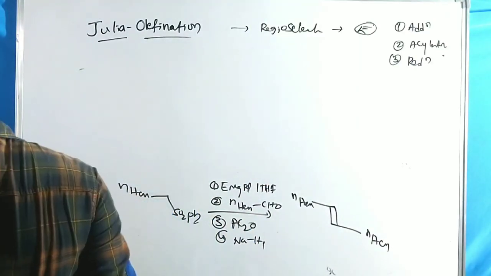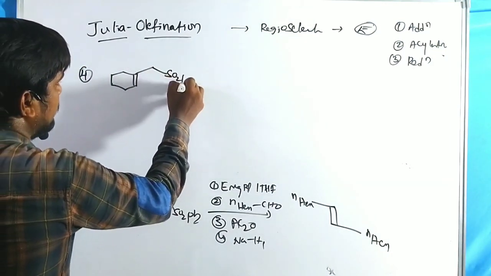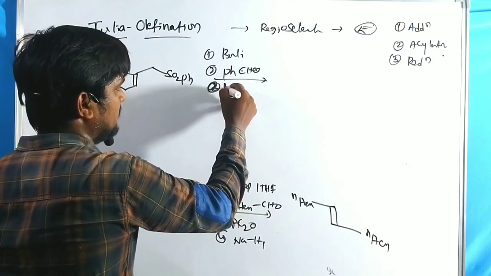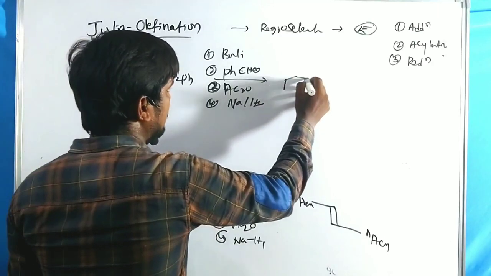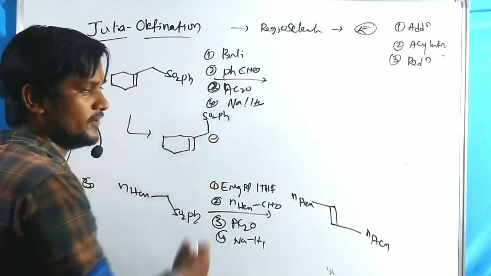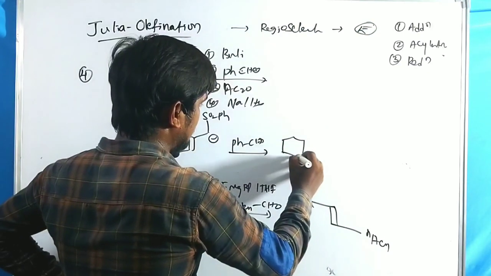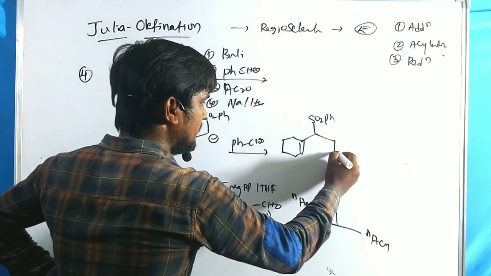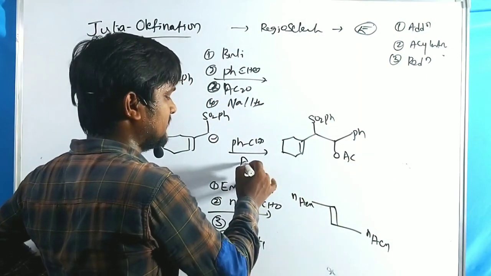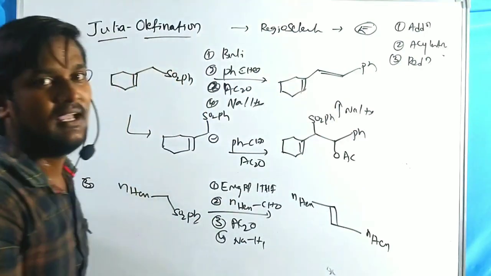Now we'll go through the fourth example. It is SO2 phenyl, with butyl lithium in the first step, benzaldehyde in the second, Ac2O in the third, and sodium mercury in the fourth. Let's go step by step. The proton is abstracted, so it becomes a carbanion next to SO2 phenyl. This carbanion attacks the electrophilic center of benzaldehyde. We get the adduct with SO2 phenyl, O minus, and phenyl. This is protected by the acyl group. Then when we use sodium mercury, we get this type of olefin.